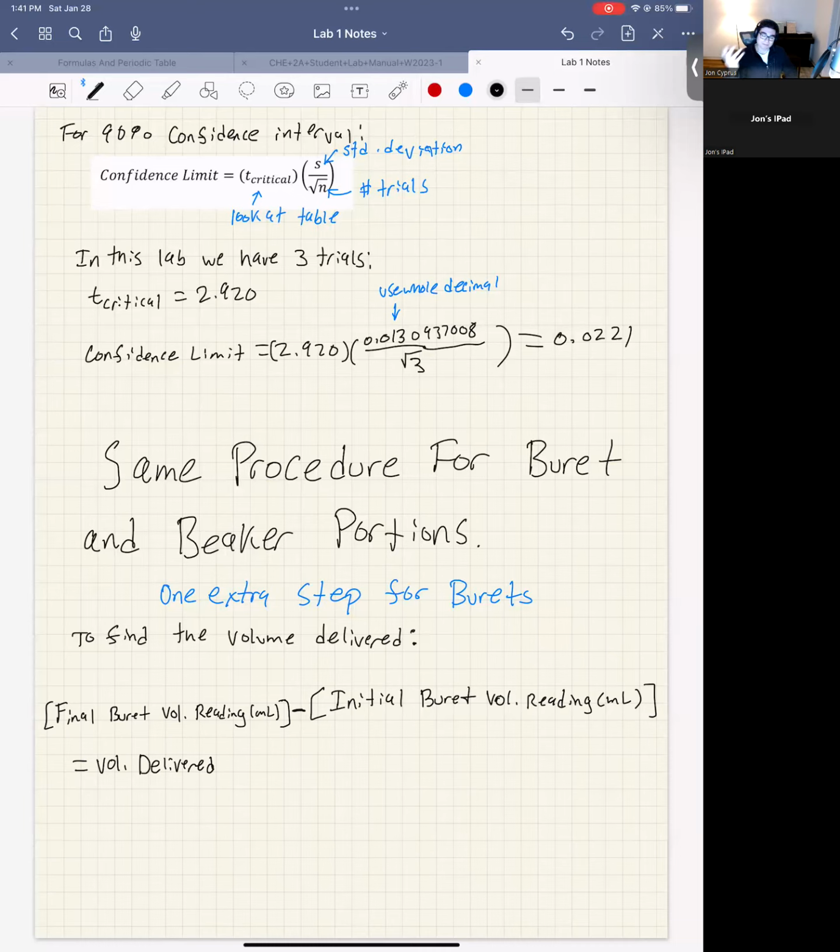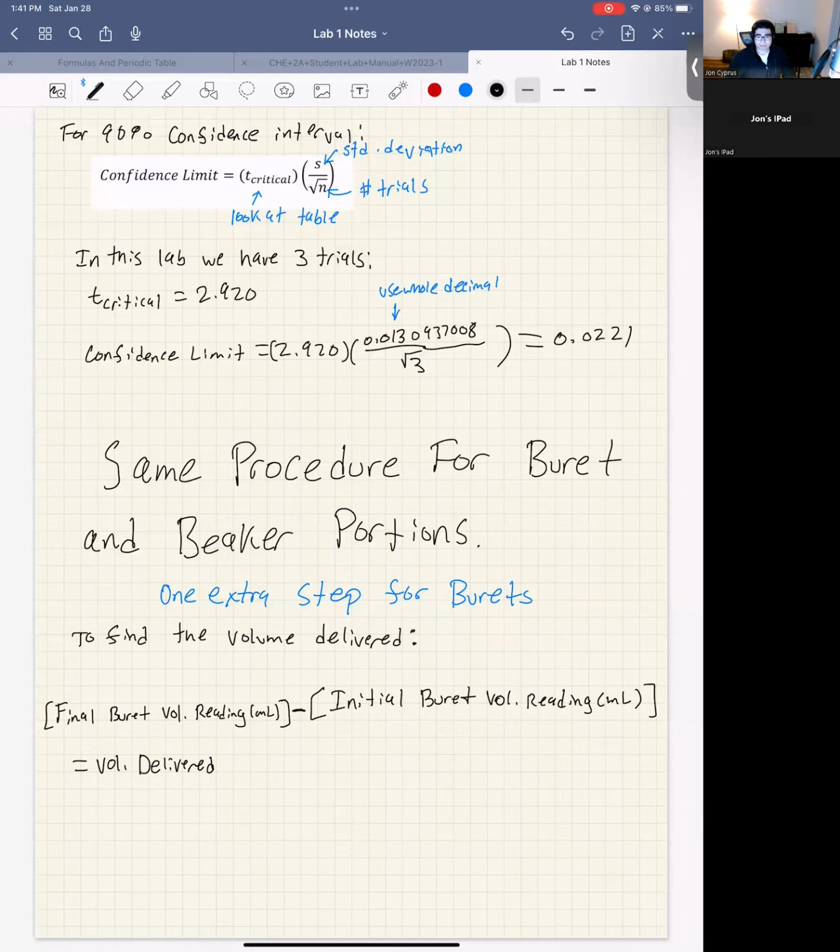So that's where the readings come from, and that's why you're going to take final minus initial. It's the same thing, 5 minus 0. In this case, you would start at 3, and now you're draining out 12 milliliters to get to 15, and then you do 15 minus 3. So that's why you have to take an initial and the final reading for your burette all the time, no matter what you're doing with it. You take final minus initial, and that is equal to the volume delivered by the burette. So that is the only extra step for that.